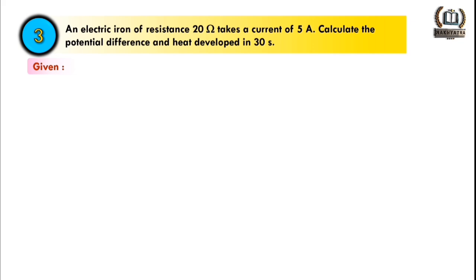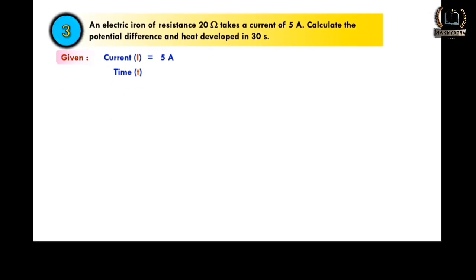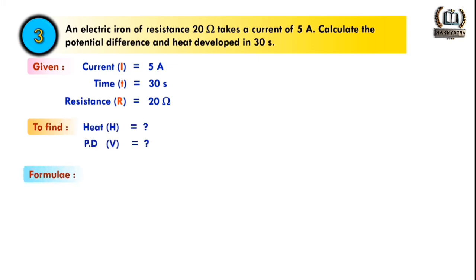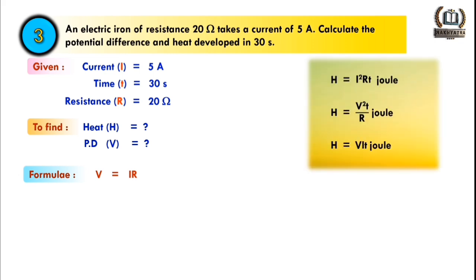Now see here, we are given current 5 ampere, time is given 30 second and resistance is given 20 ohm. So what we have to find out? We have to find out the potential difference and the heat. So which formulae will we use? First we will use V equal to IR, that is the Ohm's law, and we will use the heat formula. There are three formulae for heat. So which one will we use here?